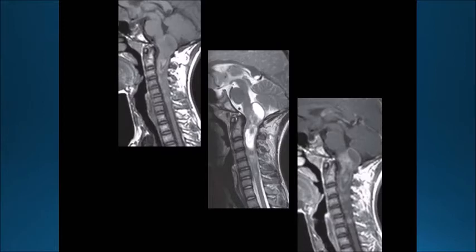So here are the examples of the intramedullary spinal cord tumors. As you can see, the lesion is completely inside the spinal cord on the T1 weighted, T2 weighted, and on the contrast images as well.